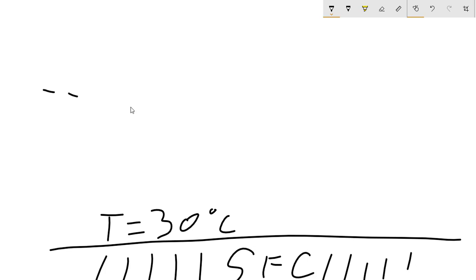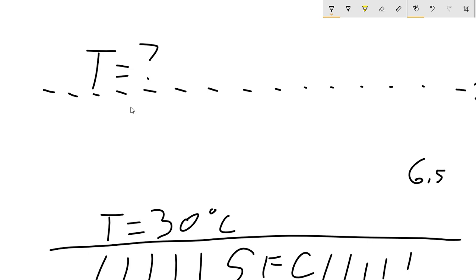And let's say that the top of the atmosphere, or some layer here, let's say we want to figure out the temperature for some layer of the atmosphere. Let's call it 2 kilometers. Okay? So this right here is 2 kilometers up in the atmosphere. The temperature is 30 degrees at the surface, and we know that the lapse rate is 6.5 degrees Celsius per 1 kilometer. So how do we figure out the temperature at the 2 kilometer mark in the atmosphere?